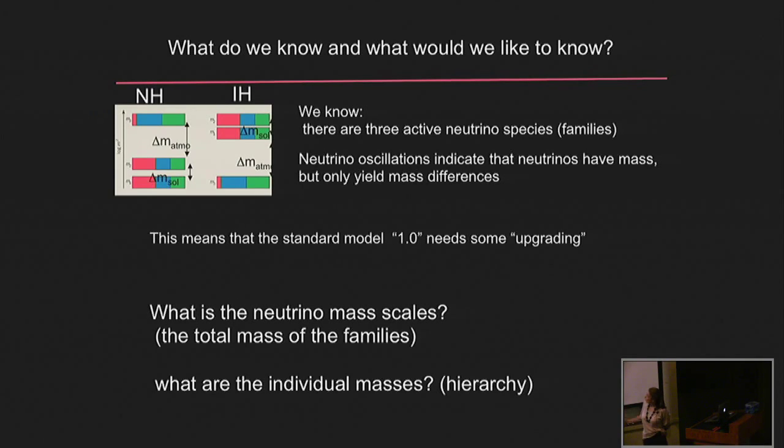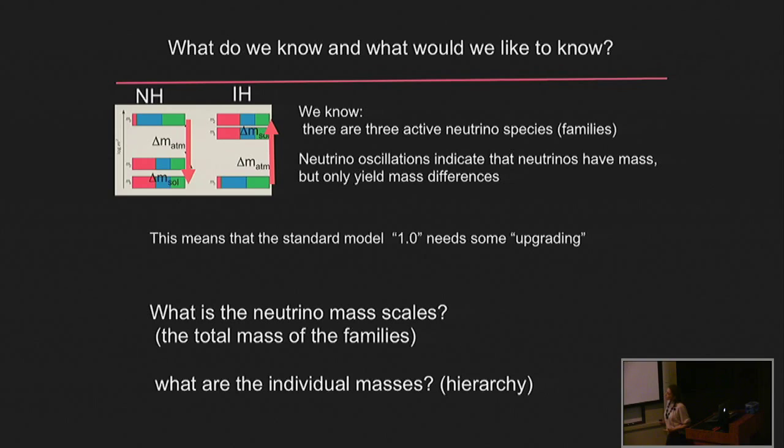So given the mass differences, we know that there are 2 possibilities. Either you have a small split down here and a large split up there, or a big split and a small split. This is called normal hierarchy. This is called inverted hierarchy. And of course, if the overall mass scale is much bigger than the mass splitting, you end up in what is called the degenerate regime. So this also means that the standard model of particle physics 1.0, as I call it, as it comes out of the box, needs some upgrading, because in that model, neutrinos are massless. So you need to come up with a mechanism that gives neutrinos their mass.